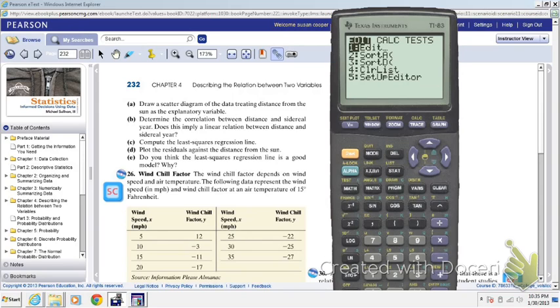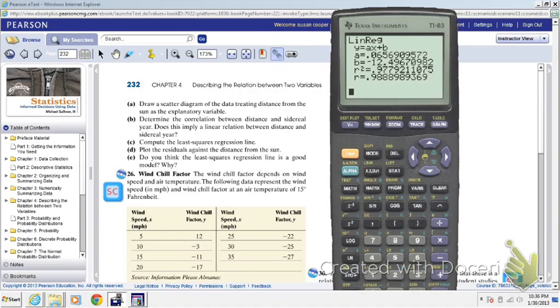Stat, calculate, slide down to linear regression, and if you just hit enter, it knows that you have your information in L1 and L2, so by default. Okay, and just as we thought, your correlation coefficient is very strong, 0.99, well, 0.9888, so right here, little r.